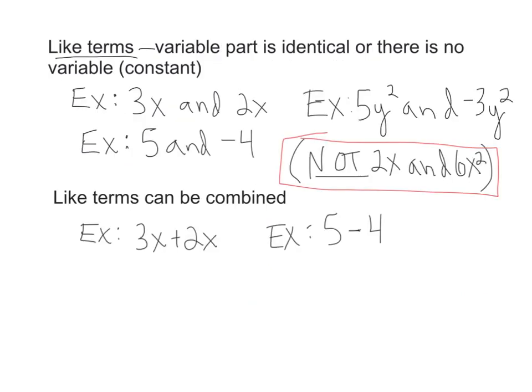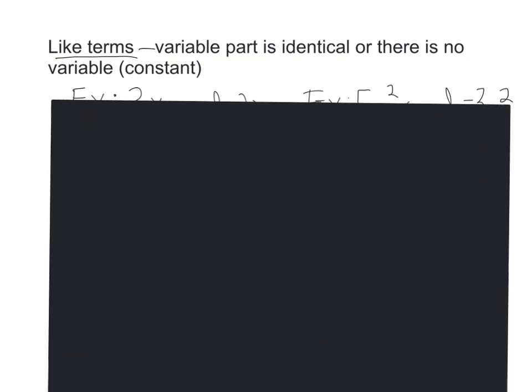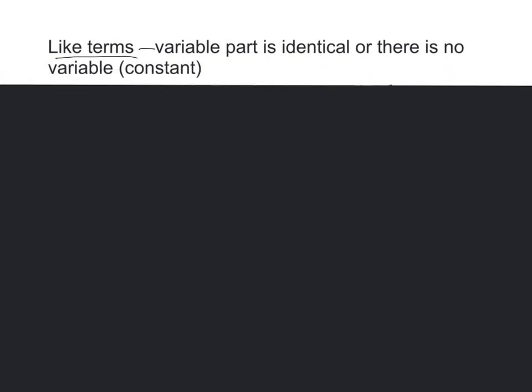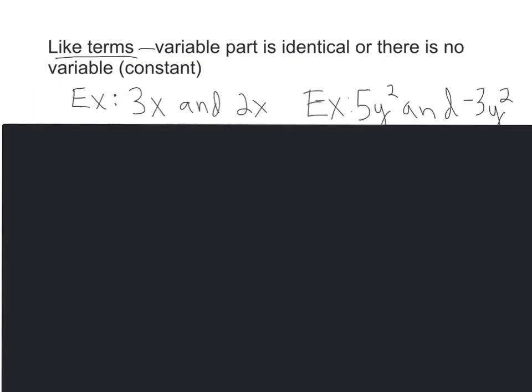So the next thing we're going to talk about is like terms. For like terms, the variable part is identical or there is no variable. In other words, we just have a constant. So some examples of like terms, 3x and 2x are like terms. Notice they both have an x. 5y squared and negative 3y squared are like terms. Those both have a y squared.